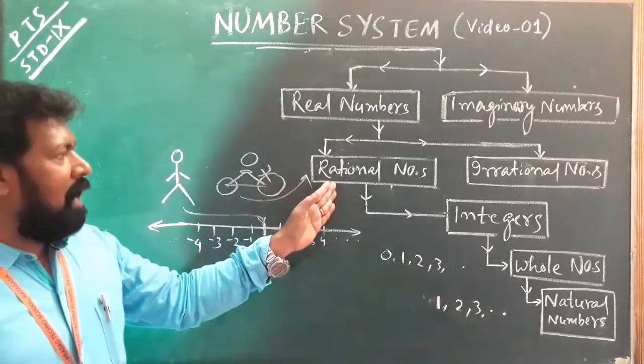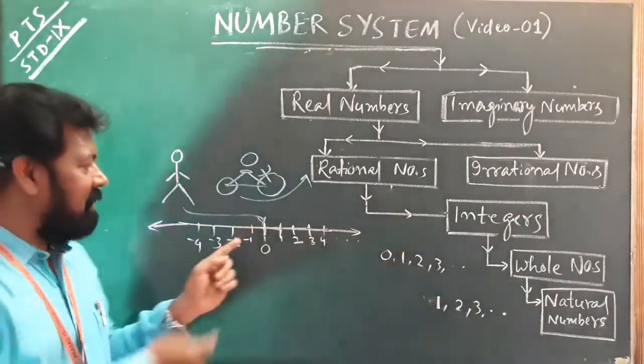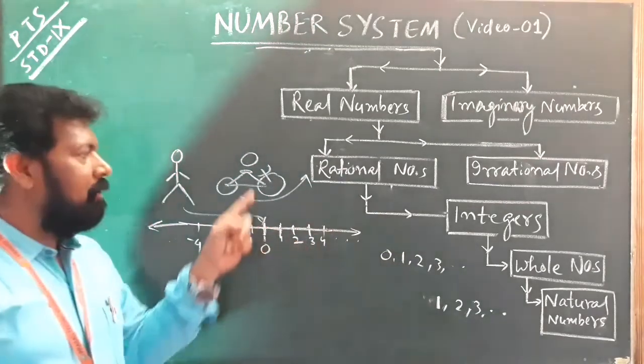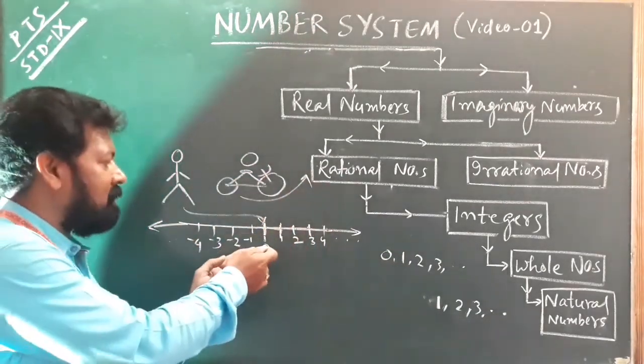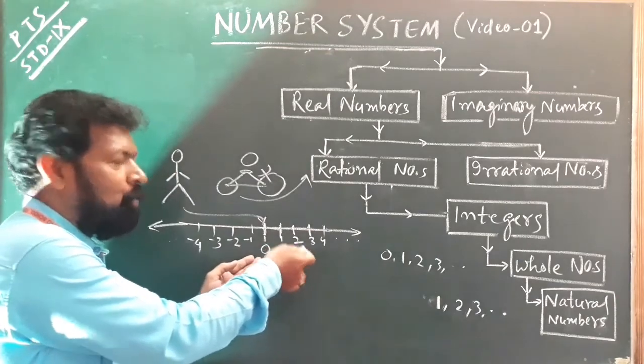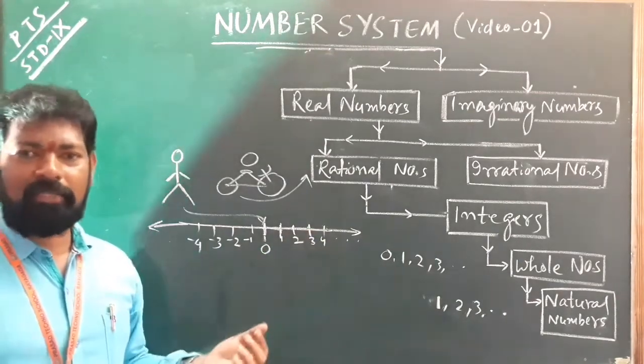So rational numbers are more than integers. Integers are only 0, 1, 2, 3, whereas rational numbers are all the numbers between 0 and 1, 1 and 2, 2 and 3, and so on. All the numbers are there.